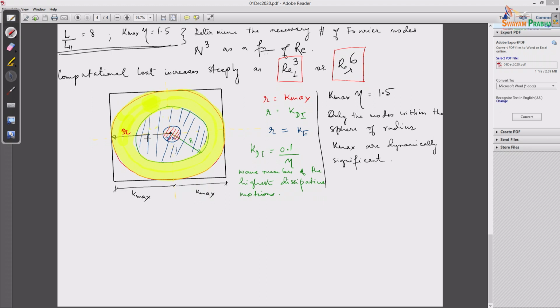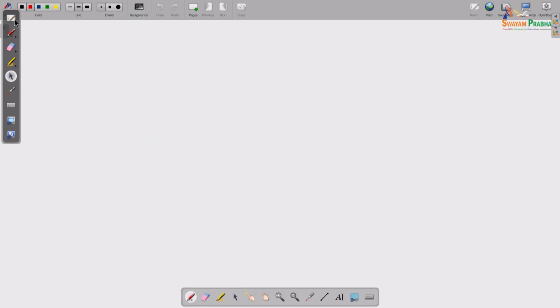This is something we discussed last time, and this K di is about 0.1 by eta, where eta is the Kolmogorov length scale. So now let me write down what we find by doing this exercise, as an inference.